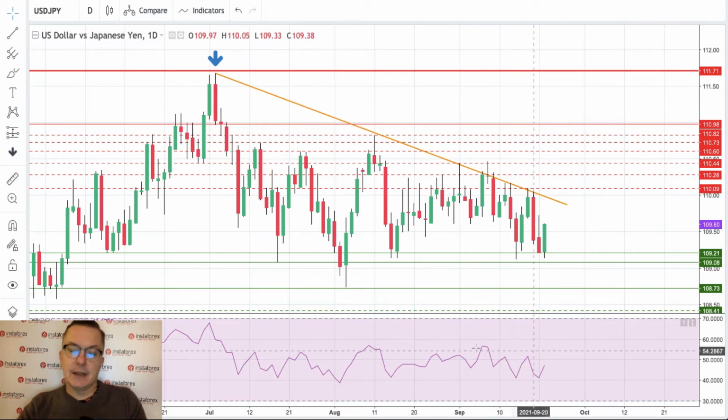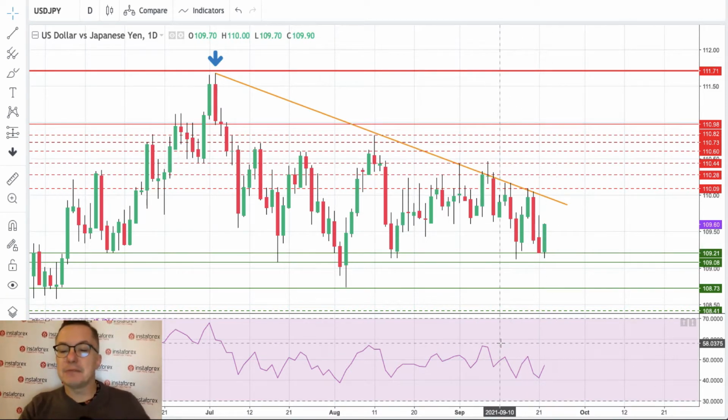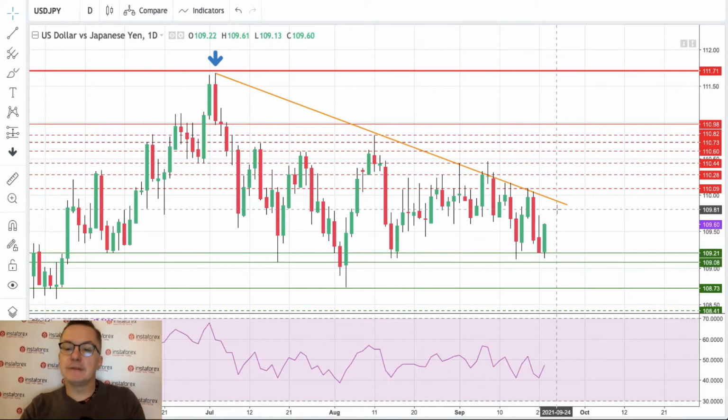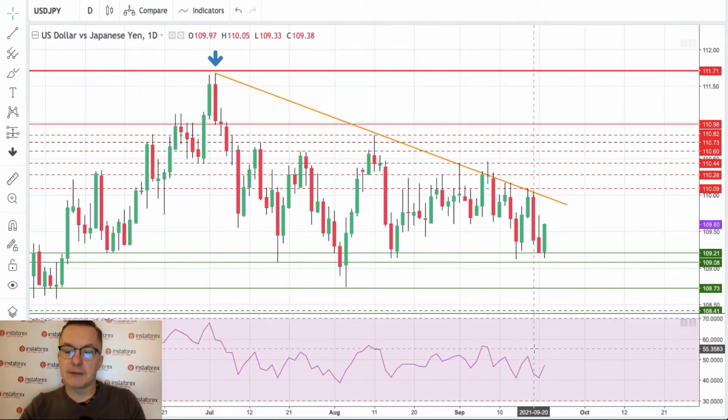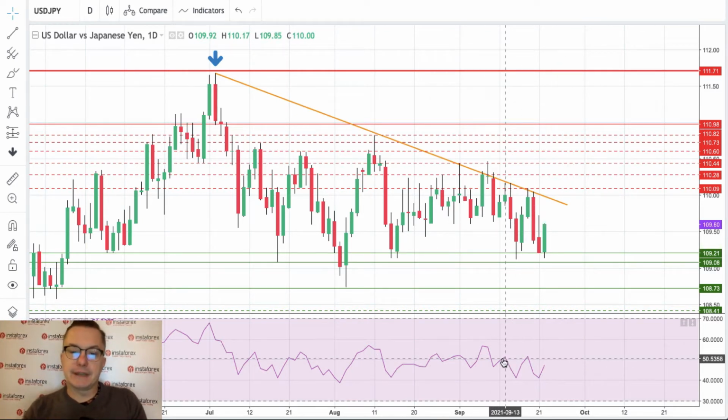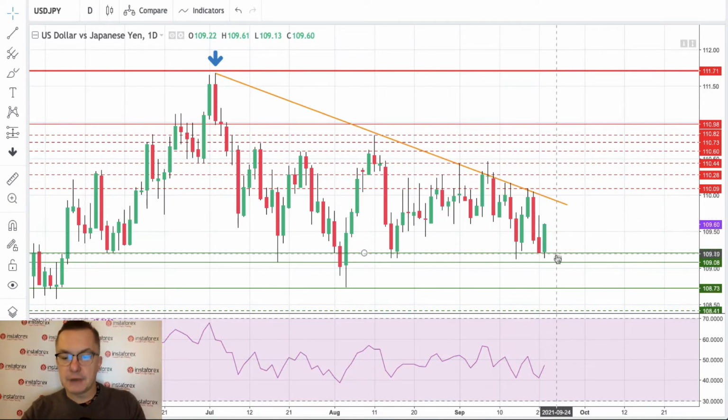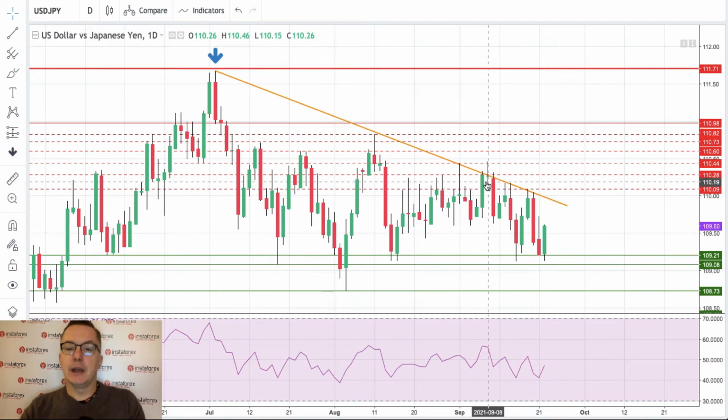As you can see, the bearish pressure is not that visible, but every time there is a bounce, there is a bearish response to this bounce, and the momentum is still below the level of 50. So please keep an eye on the momentum as well. If it turns down again, there should be a red candle here, and the level of 109.08 should be tested again. Of course, if this level is violated, then the next technical support is 108.73.